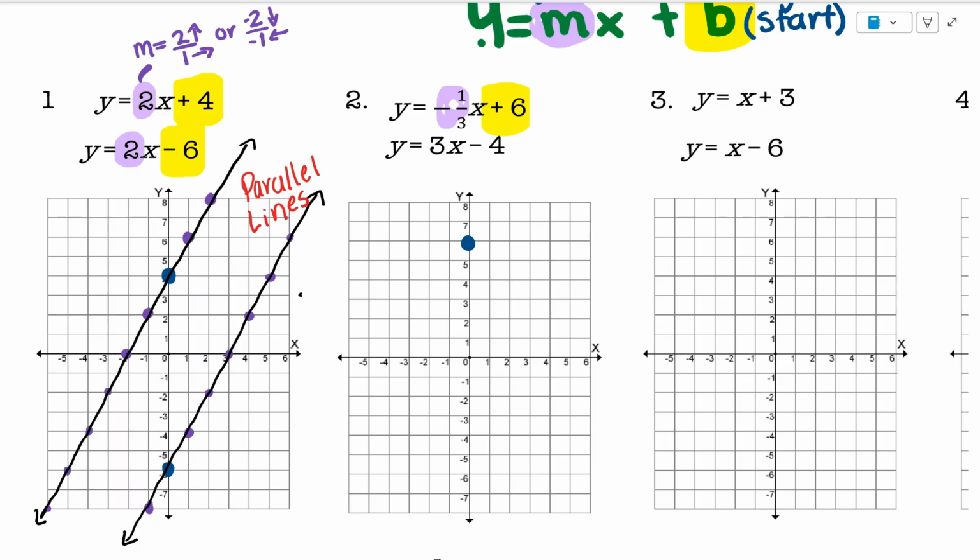All right, same strategy for the other one. Starting point is 6. Our slope here is already in fraction form. You can put the negative either on the numerator or on the denominator, but don't put it on both, because if you put it on both, you're going to turn your slope into a positive slope. And this one is a negative slope, so the line should be decreasing.